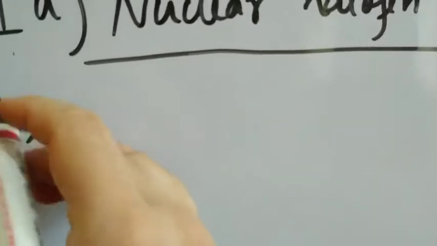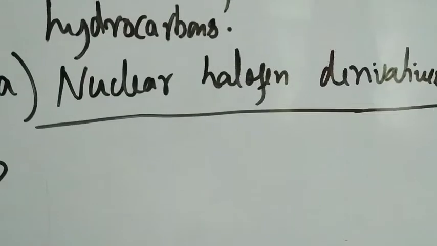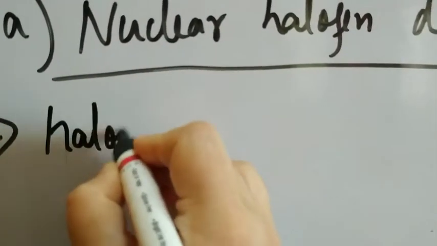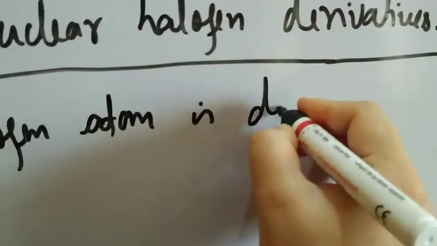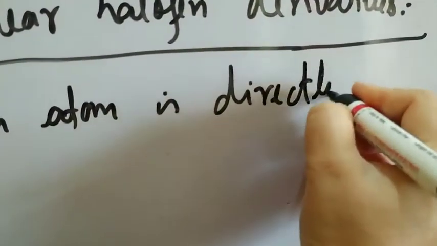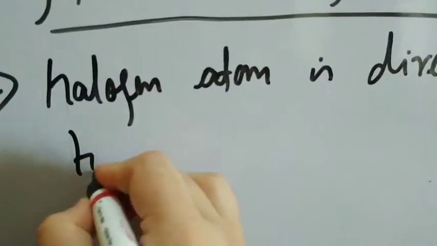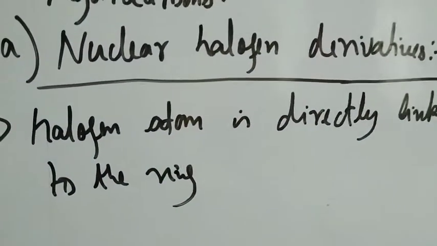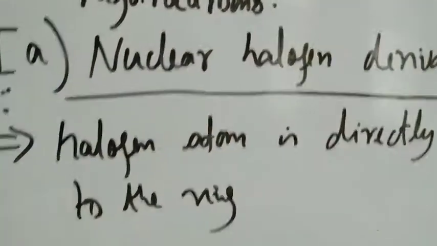These compounds, remember the definition, it is kind of important to remember: nuclear halogen derivatives are those in which the halogen atom is directly linked to the ring. On the carbon atom of the ring, if the halogen atom is directly linked to the ring, it is a nuclear halogen derivative.